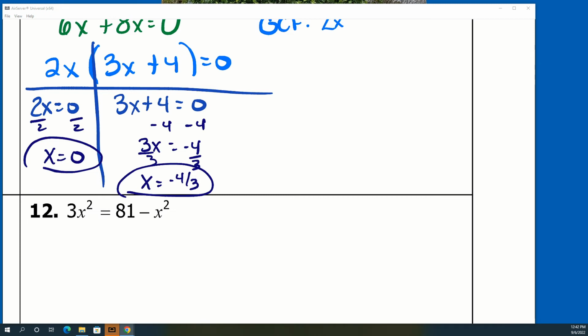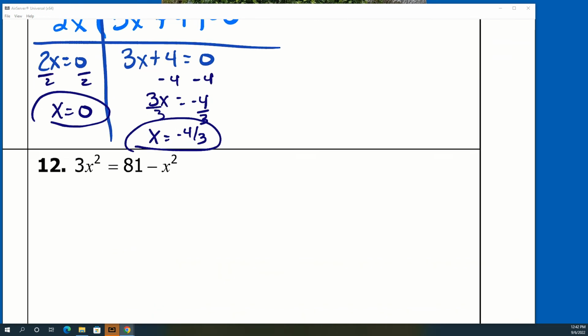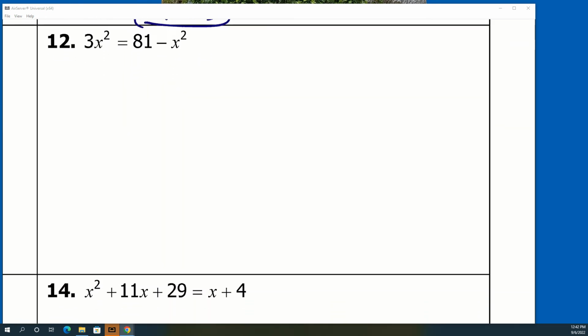Okay. So these notes are pretty repetitive. So number 12 is a lot like the second one that we did together today. But to start off, we need to get everything on one side. So I'm going to move the x squared. It has a minus in front of it, so to move it over, I'm going to add it. So I'm going to add it to itself, and then I'm going to add it to its like term.